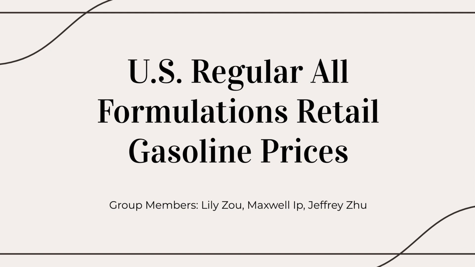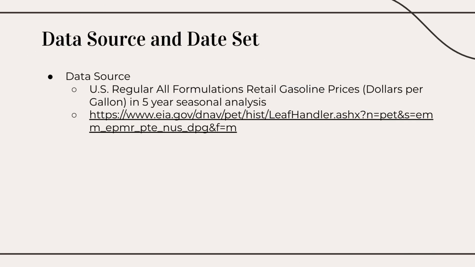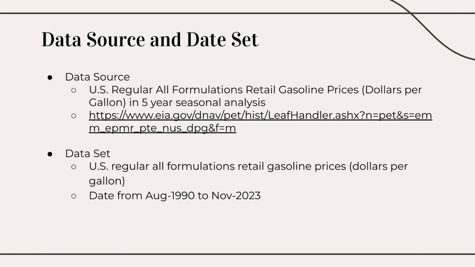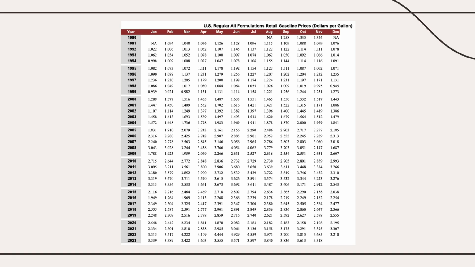And for our presentation, we will be analyzing the regular all formulations retail gasoline prices. So for the graph that we're going to replicate, our data set is from the U.S. Energy Information Administration. And from this, we will be analyzing the last 5 years. The information provided dates all the way back from 1990 to present day 2023. And from this chart, you're able to see all the prices ranging from year to year, from January to December.